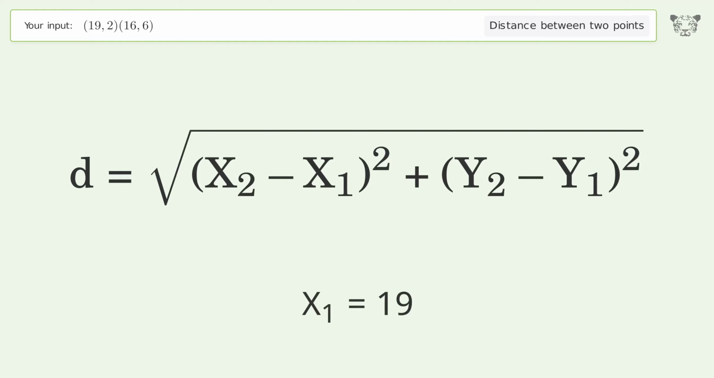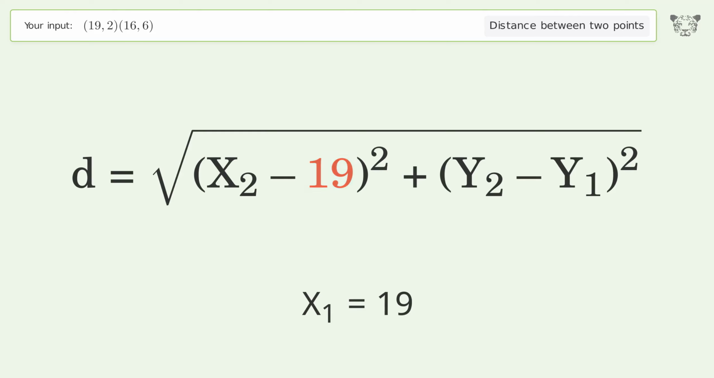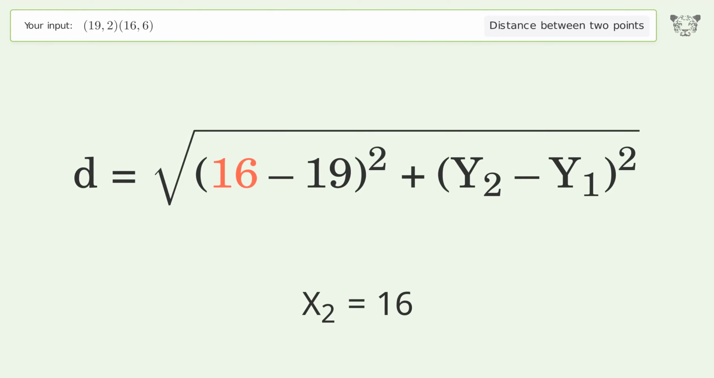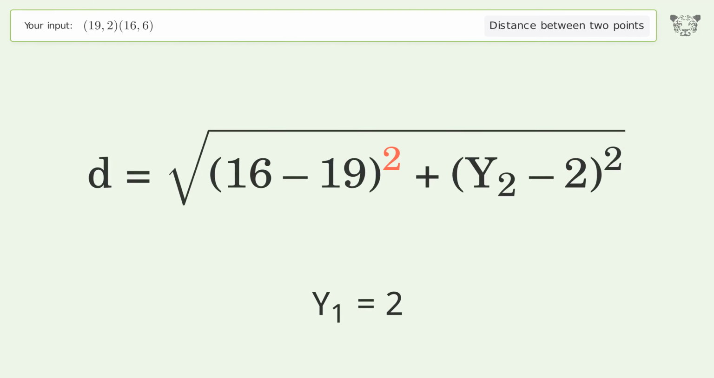x1 equals 19. x2 equals 16. y1 equals 2. y2 equals 6.